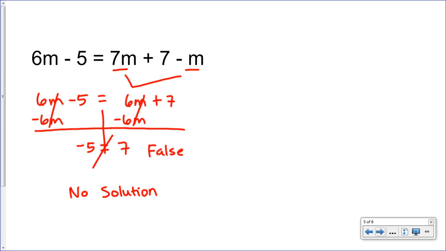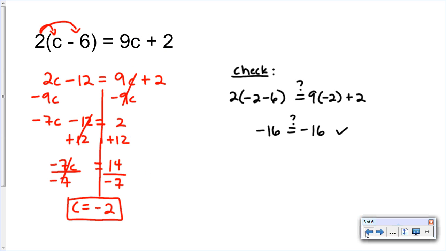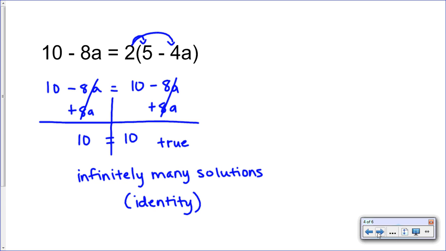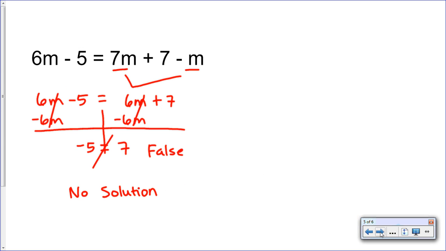Most of the time, you get normal answers for your variables, like on this one. We got c equals negative 2. Every once in a while, though, my variables will cancel, and I'll either end up with an infinitely many solutions or a no solution. It's infinitely many if it's true, it's no solution if it's false.